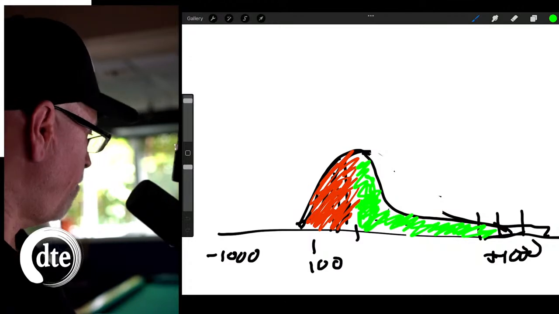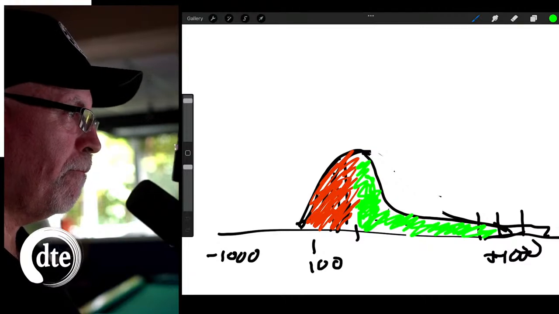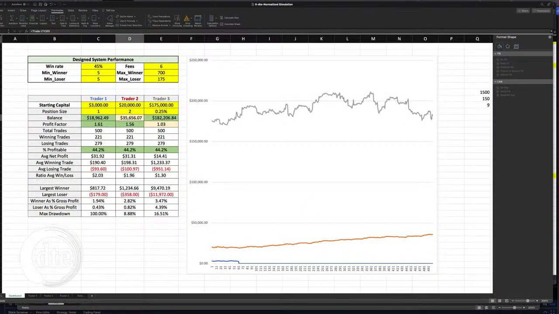And the reason is, if we were to take a look at the simulator, right? So I'm simulating 3 different size accounts: a 3,000, a 20,000, and a 175,000 account. I'm doing slightly different trading position sizing. I have fixed position sizes on account 1 and 2, and then a variable position size on 3 that is based on the size of my account. All right. I'm looking at a 45% win rate, which is about what it should be.